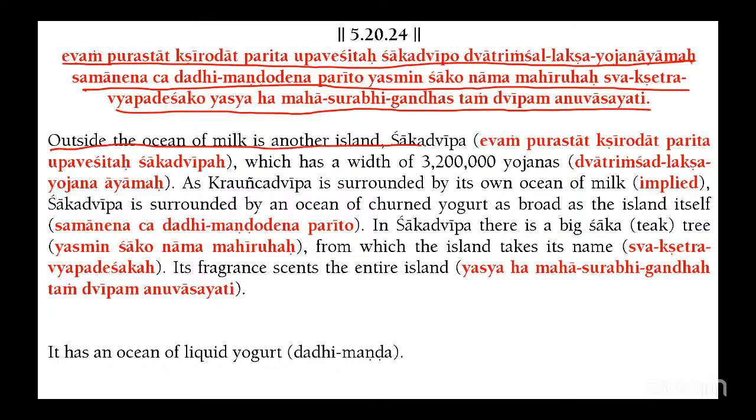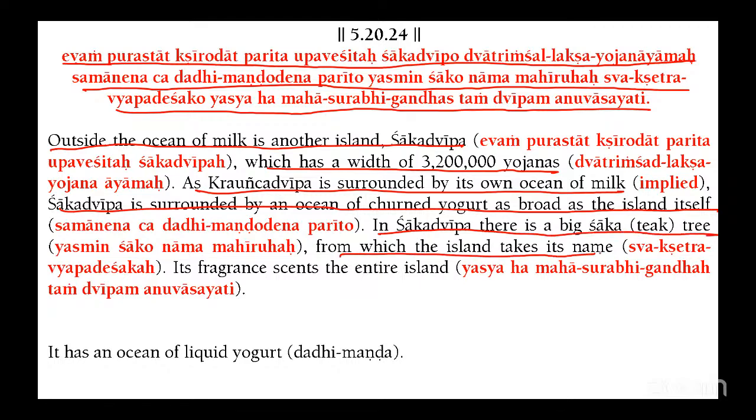Outside the ocean of milk is another island, Shakadvipa, which has a width of 32 lakh yojanas. As Kraunchadvipa is surrounded by its own ocean of milk, Shakadvipa is surrounded by an ocean of churned yogurt as broad as the island itself. In Shakadvipa, there is a big Shaka tree from which the island takes its name. Its fragrance scents the entire island.